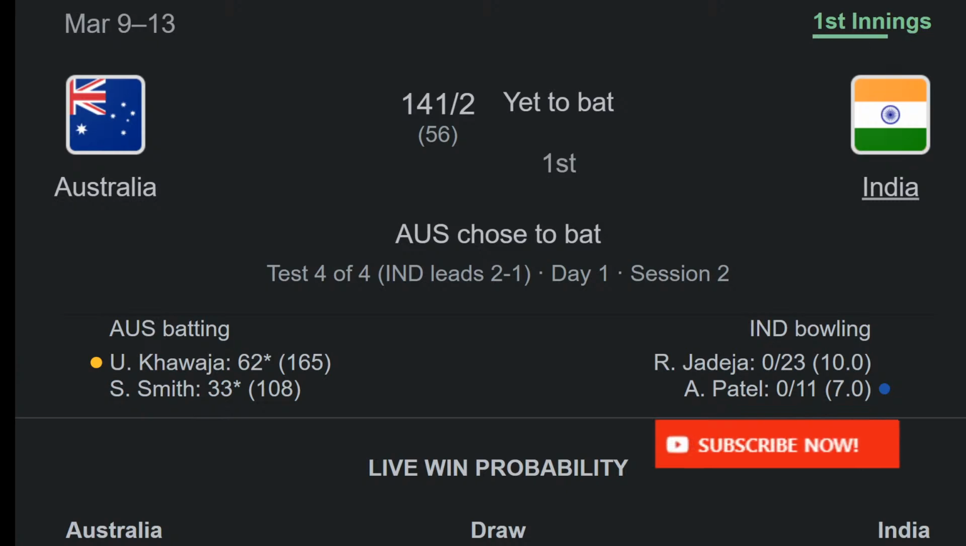Here comes Jadeja to Khaja. Played defensively. No runs added to the total of 141 for the loss of 2 wickets. 23 runs conceded by Jadeja in 10.2 overs.